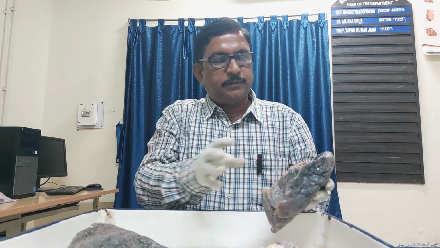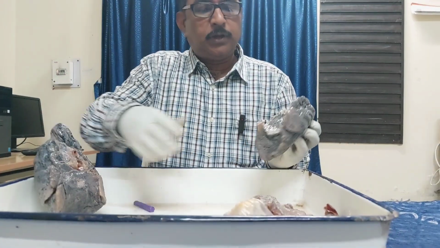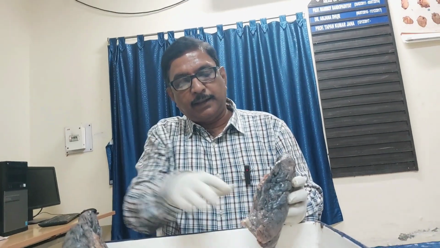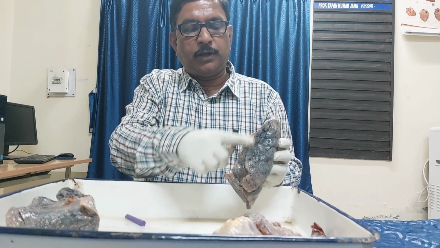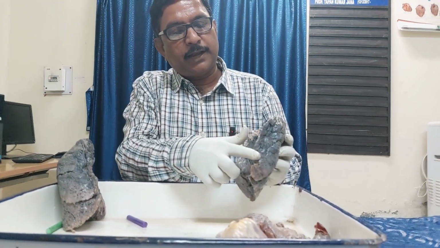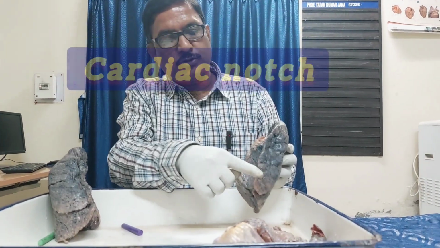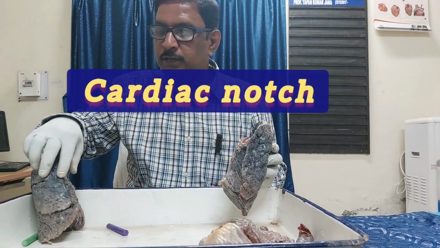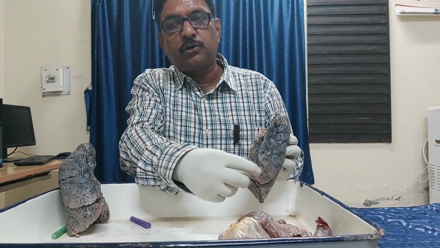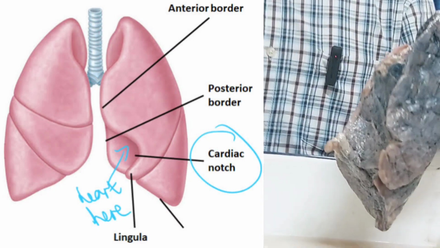Besides this, the cardiac impression is more deep on the left, shallow on the right. Diaphragmatic impression is shallow on the left, deep on the right. Another important point is that the anterior border of the right lung and left lung differ. On the left lung, on the anterior border, there is a notch. This notch is called the cardiac notch. This notch is not present on the right lung. Below the notch, there is a projection called lingula. So this notch and lingula are specific for the left lung.